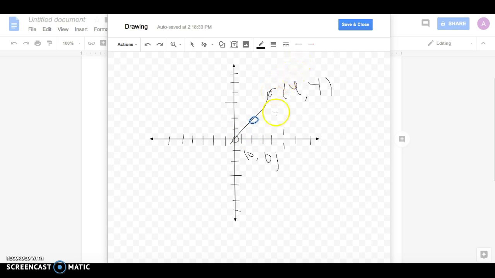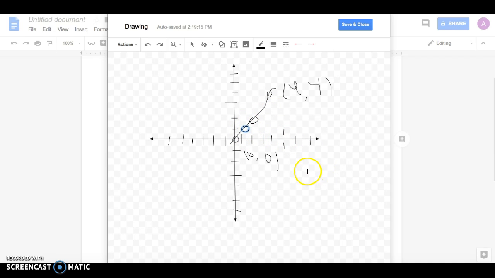So for (0, 0) to (2, 2), take the first x and the second x. 0 plus 2 is 2, and divided by 2 is 1. So the x coordinate would be 1, and then do the same with the y. 0 plus 2 is 2, divided by 2 is 1. So it would be (1, 1).